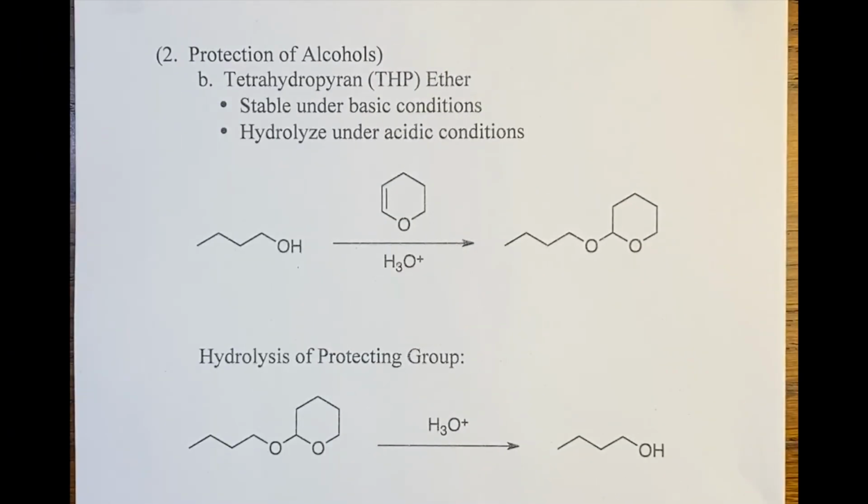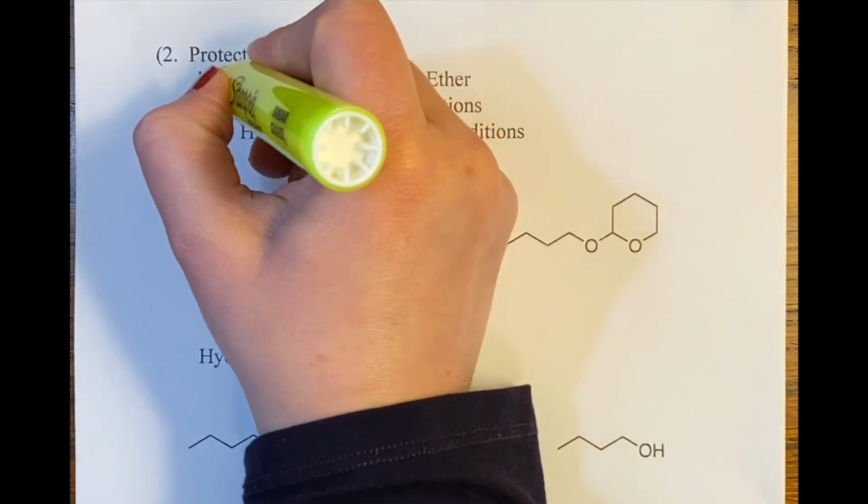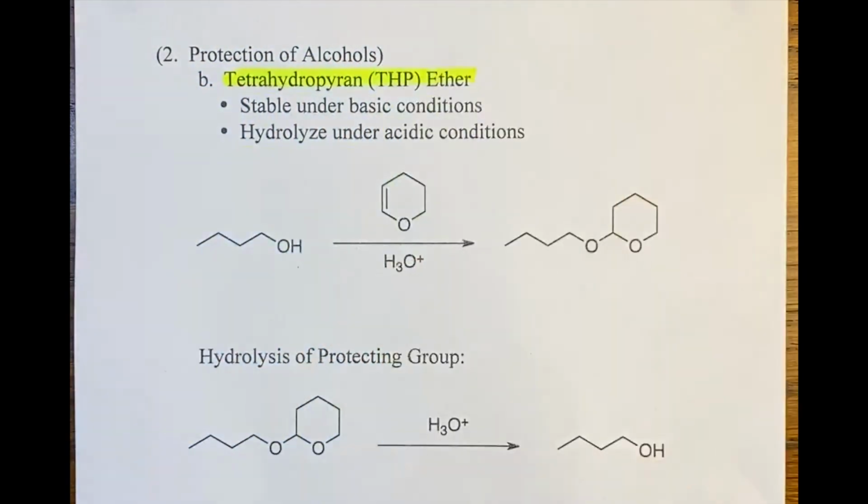We're also going to look at a second way that we can protect our alcohols, and that is as a THP ether, or a tetrahydropyran ether. Just like our other protecting groups, this protecting group is going to be stable under basic conditions, and it will hydrolyze under acidic conditions. So the reaction to put this protecting group in place looks like this.